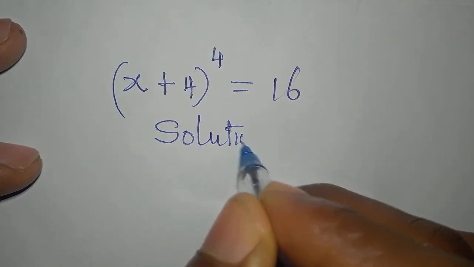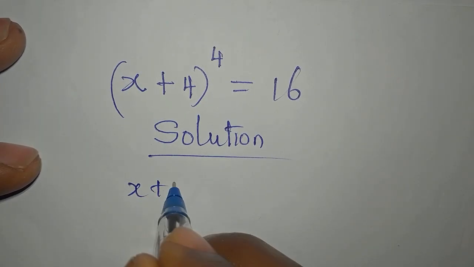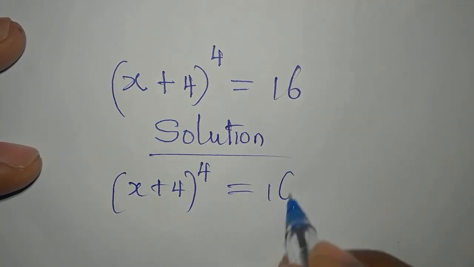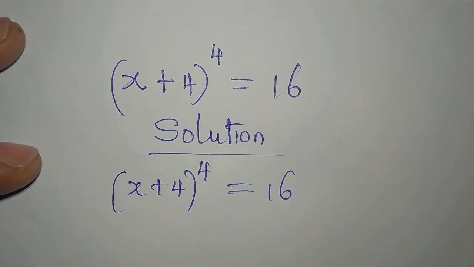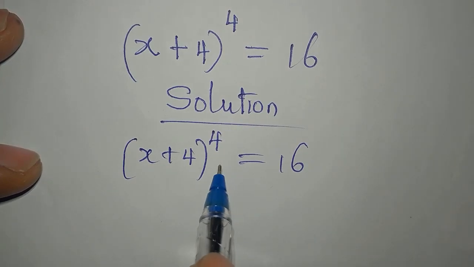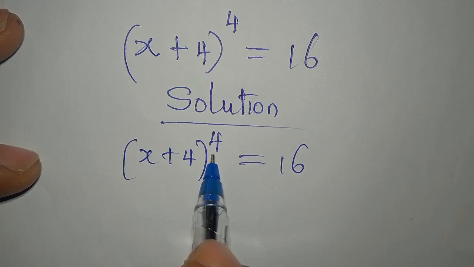Let's provide the solution to this problem. (x + 4)^4 = 16. Now one thing you should have on your mind is that at the end of the day, we are going to have 4 solutions because of the power of 4.